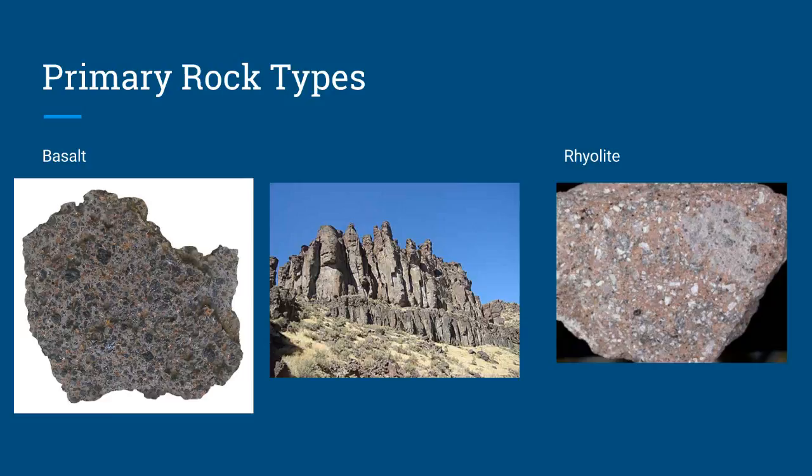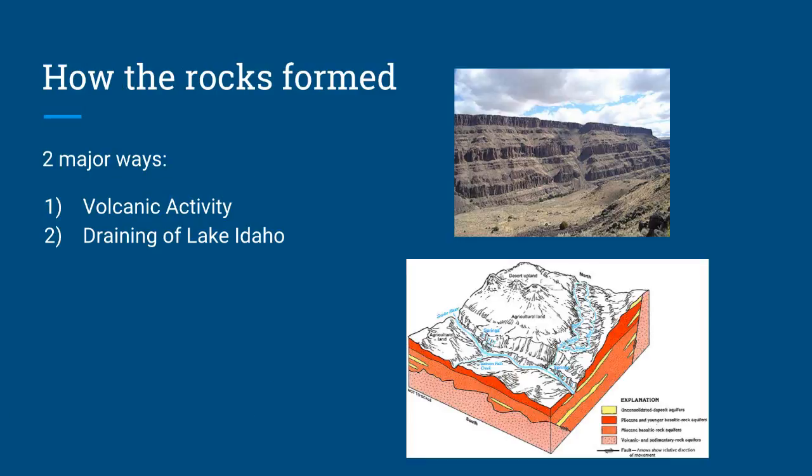There were two major factors in how the western and eastern Snake River Plain were formed. First, there were multiple volcanic eruptions that laid down layers of basalt. You can see in the top picture that there are many different layers that were laid down by these different volcanic eruptions. The second big factor was when Lake Idaho drained.